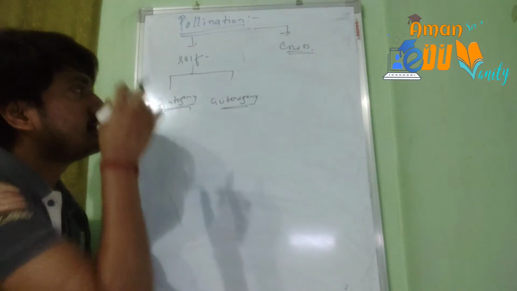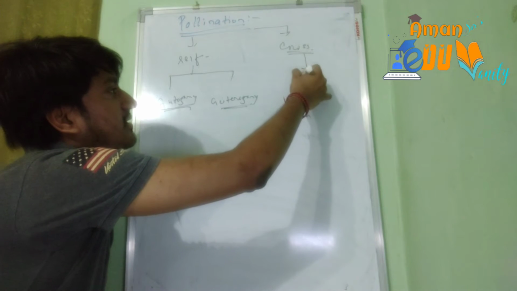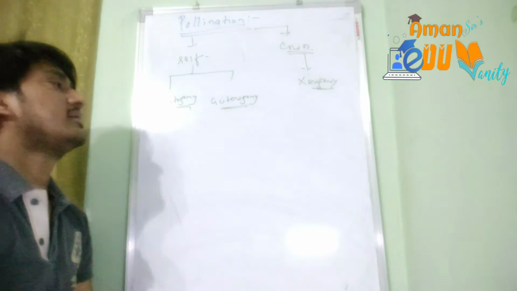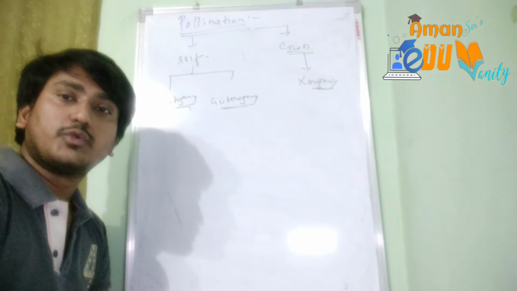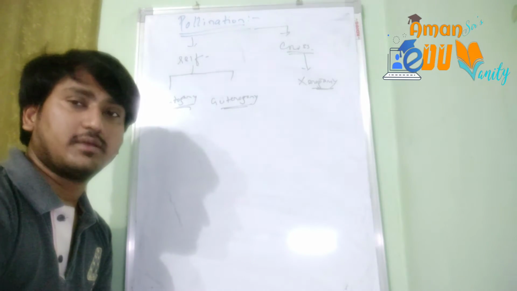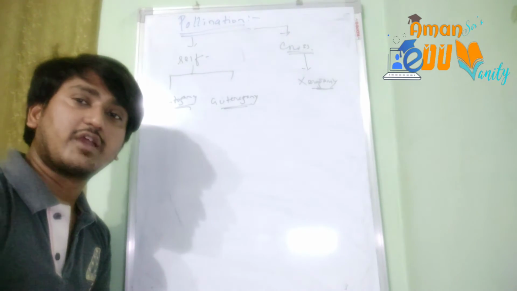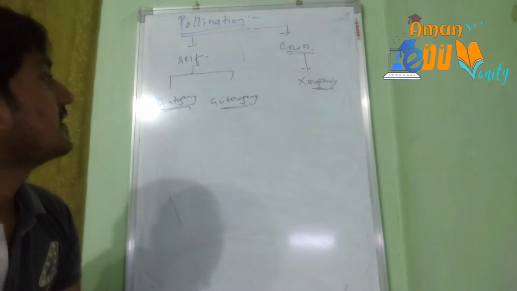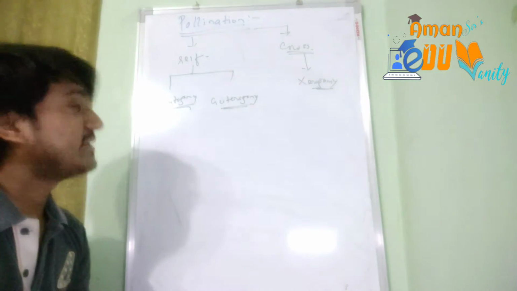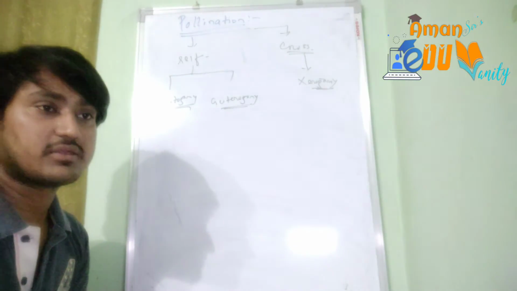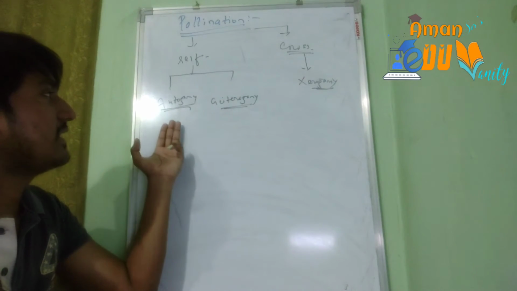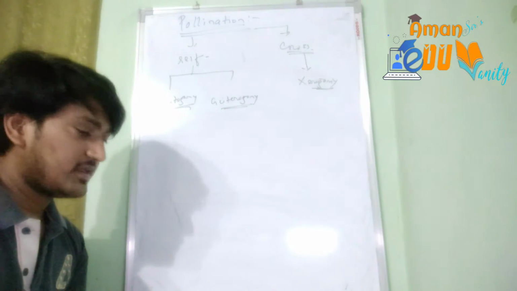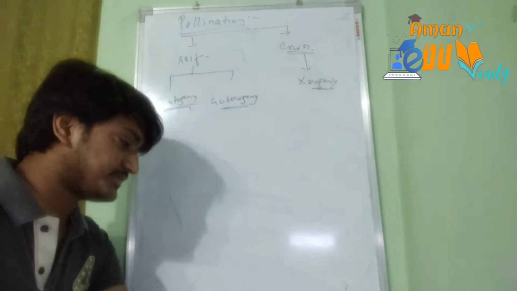Okay, and here cross-pollination is termed xenogamy, in which the pollen grains are transferred to the stigma of another plant, meaning a different flower on a different plant, but it should be of the same species. Then that is called xenogamy. So there are basically two types of pollination, self and cross. Within self, it could happen as in autogamy or in geitonogamy, and cross-pollination is termed xenogamy.